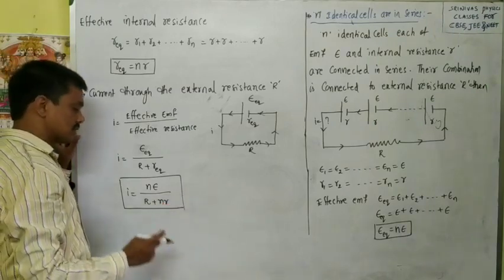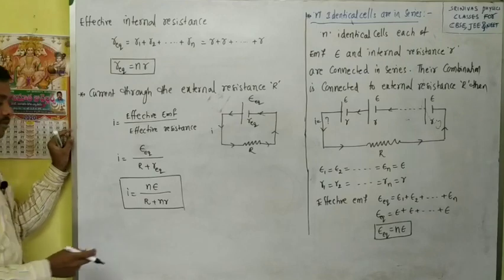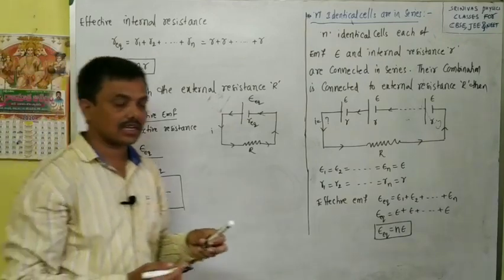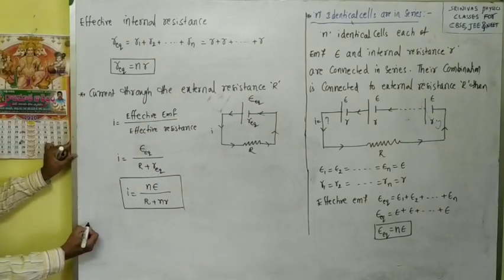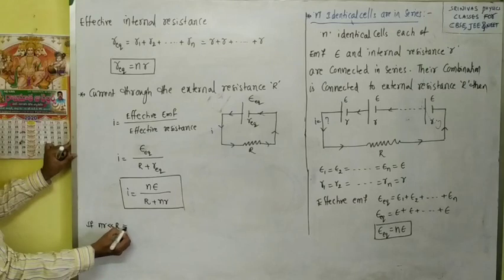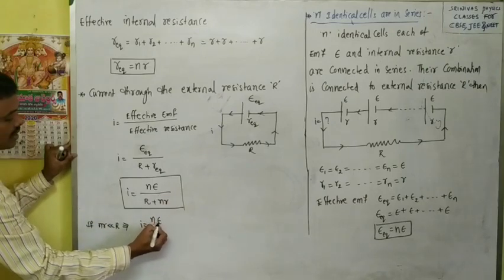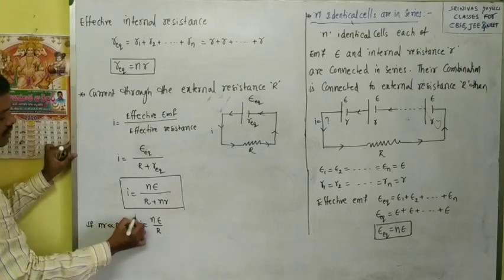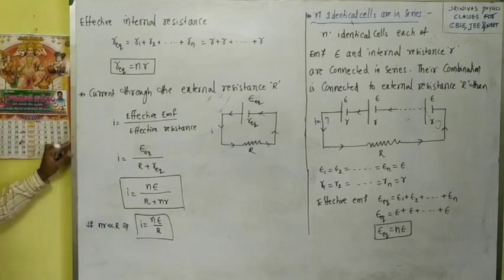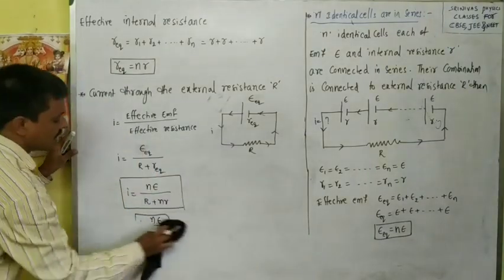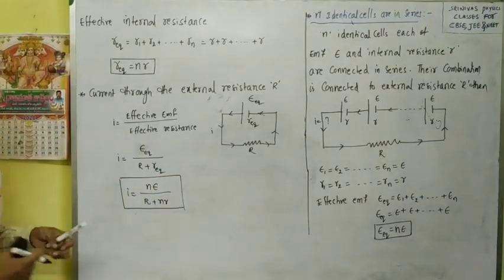Okay, series combination. Now, for example, if the total internal resistance is very much less, then what happens? If nr is less than capital R, then what happens? This nr is neglected, then ne by capital R we will get. Okay, this case there is no need to write. This is the formula for the current for series combination.